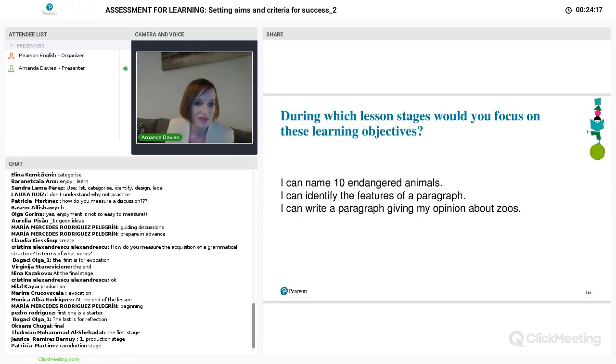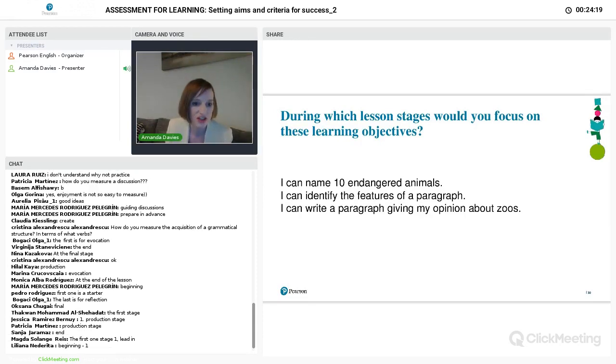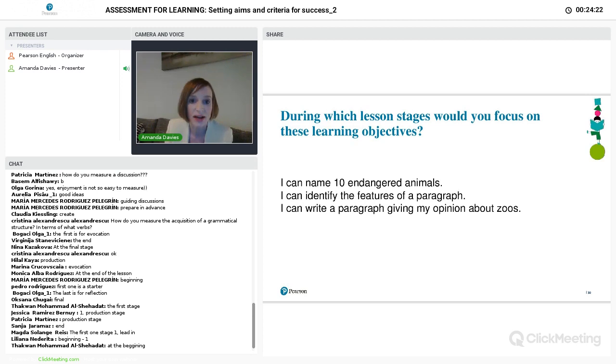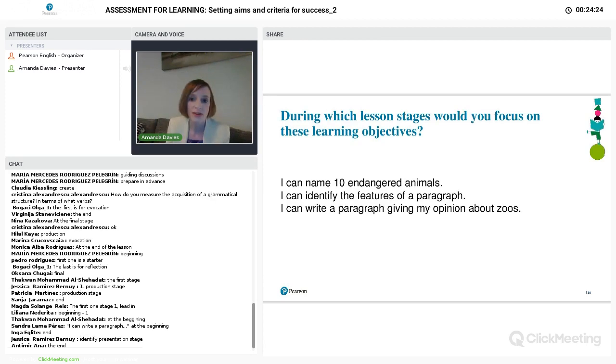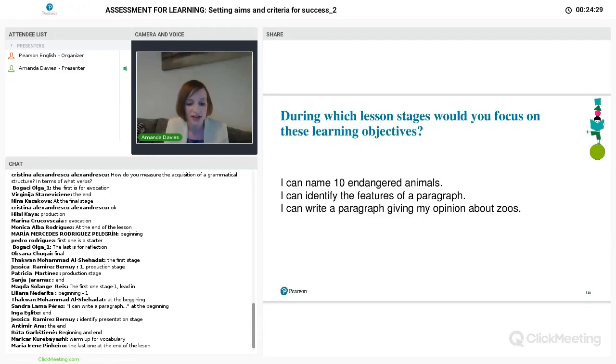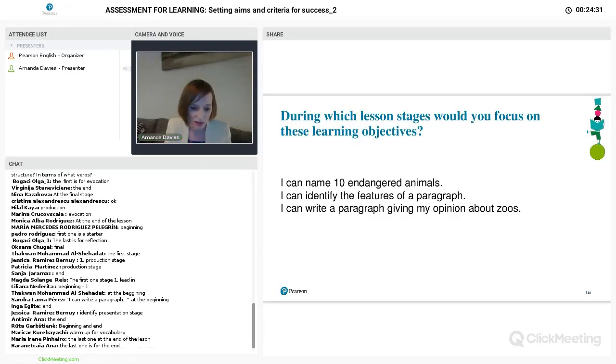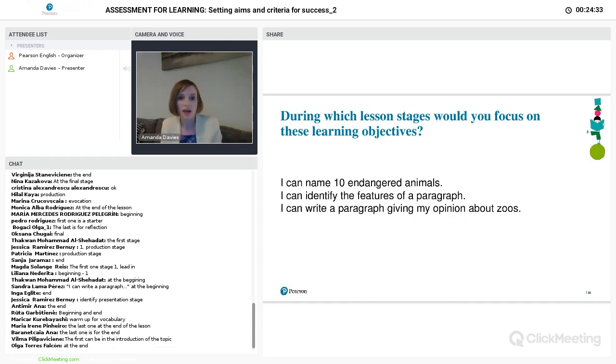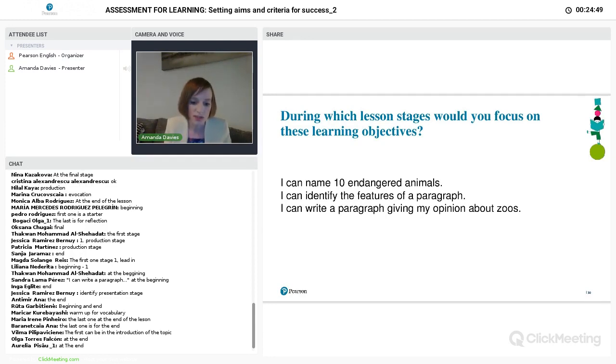So yes, definitely at the end for reflection, and a couple of you have mentioned the beginning as well. So we need to focus on learning objectives towards the start of a lesson and at the end of the lesson. I don't do it right at the start of my lessons because there's always latecomers, so I usually start with some revision, with checking homework, and I have my usual routines at the very start of the lesson. And then after that, I would introduce my learning objectives.